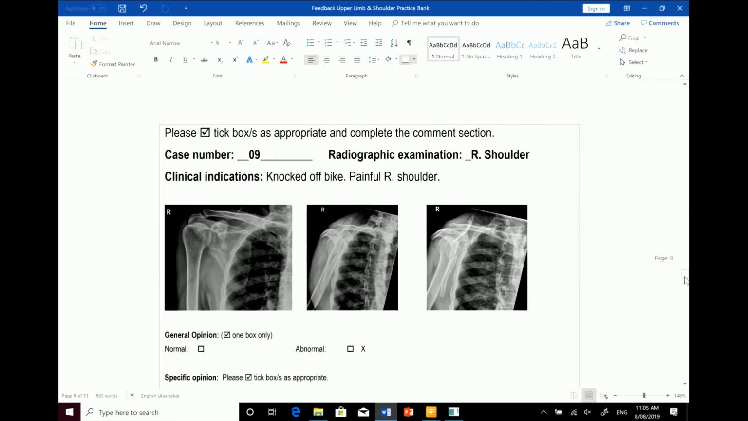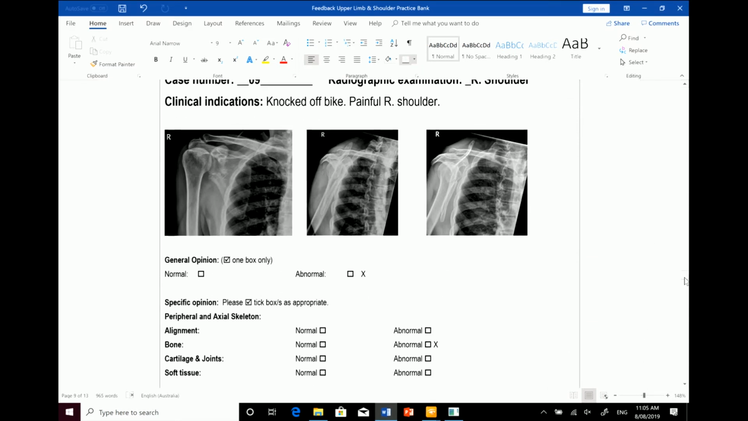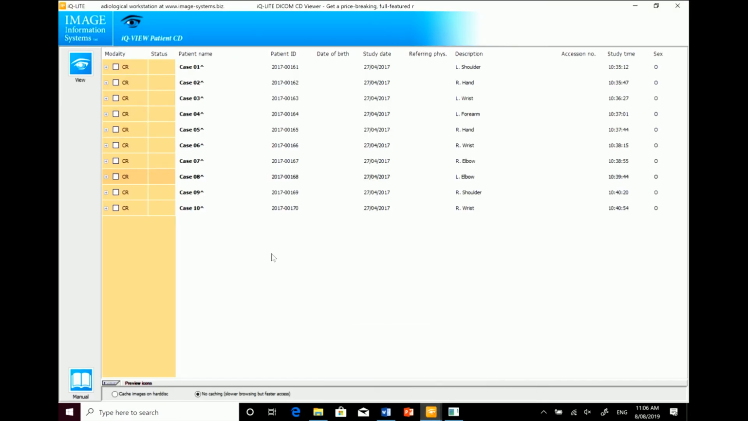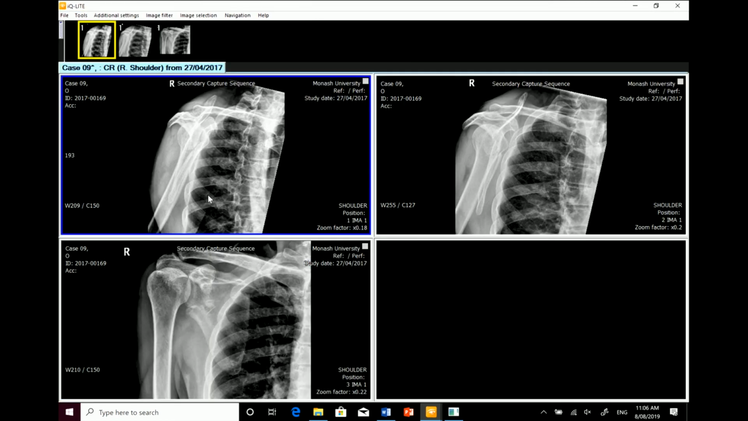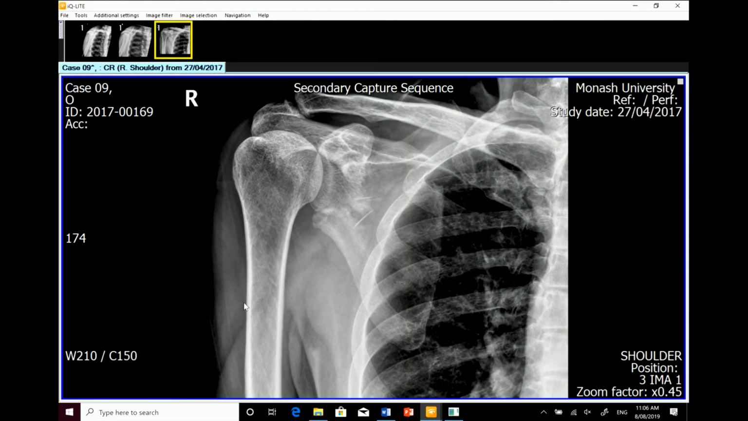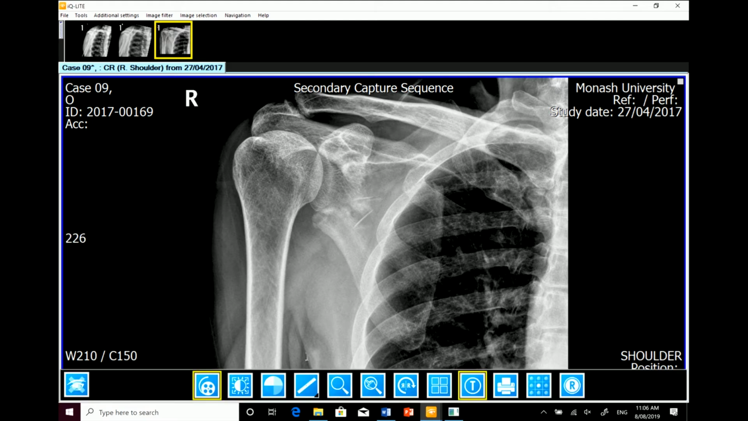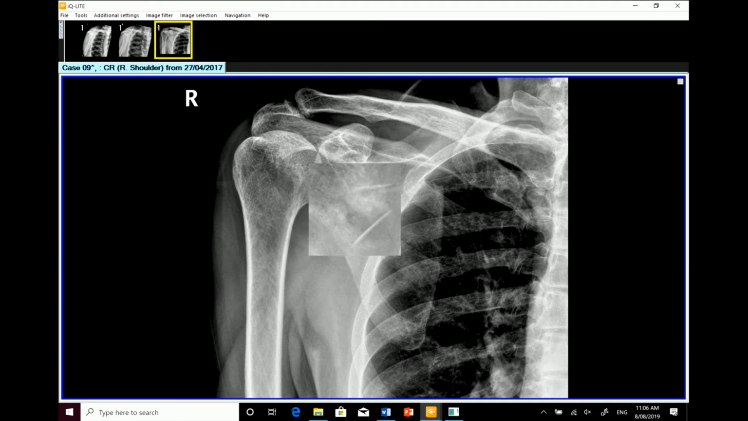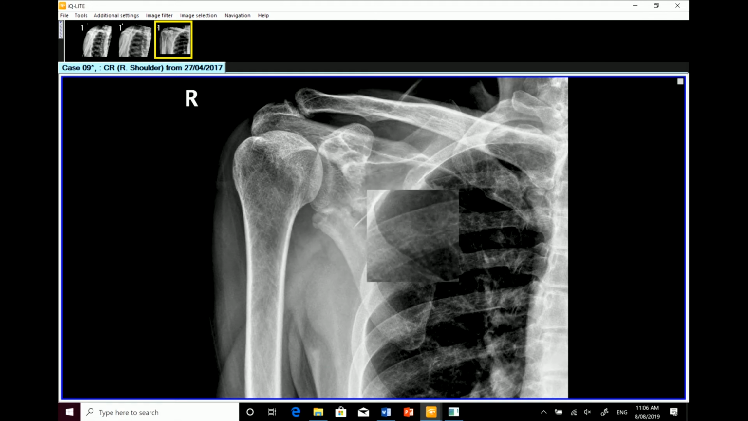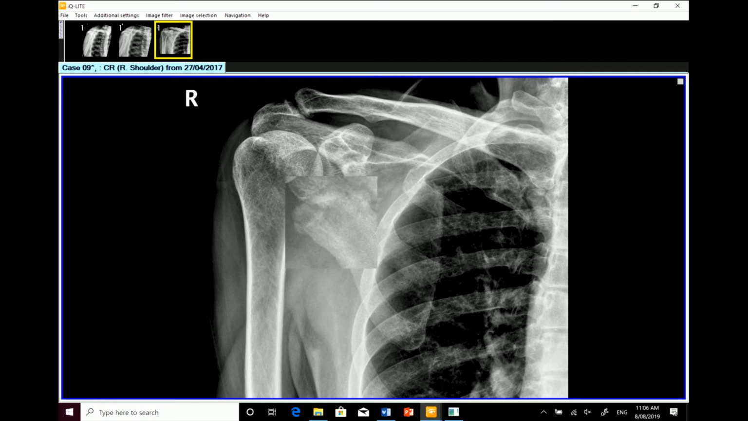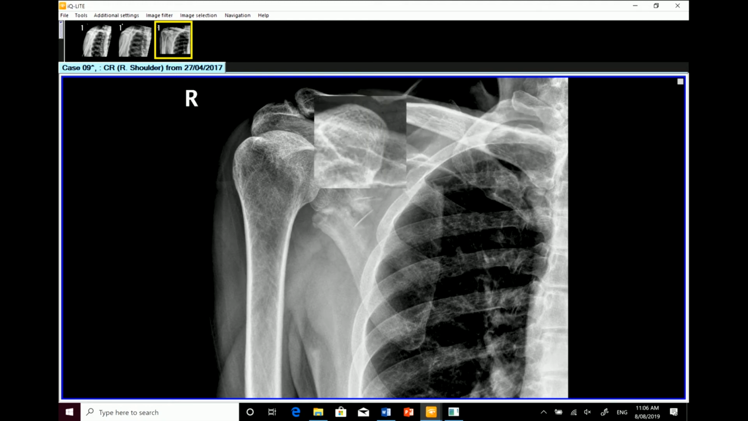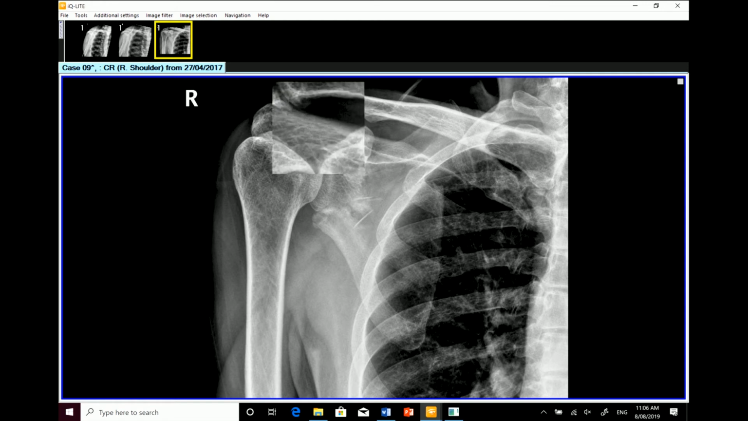For case 9, we have a shoulder, and this patient was knocked off a bike. Okay, so looking at the AP view, if we zoom in, it's quite evident that there is a fracture of the scapula, and it sits at the level of the anatomic and surgical neck. You can also see that there are multiple lucencies. Quite important, when we check for alignment, we can see that the AC joint is normal.